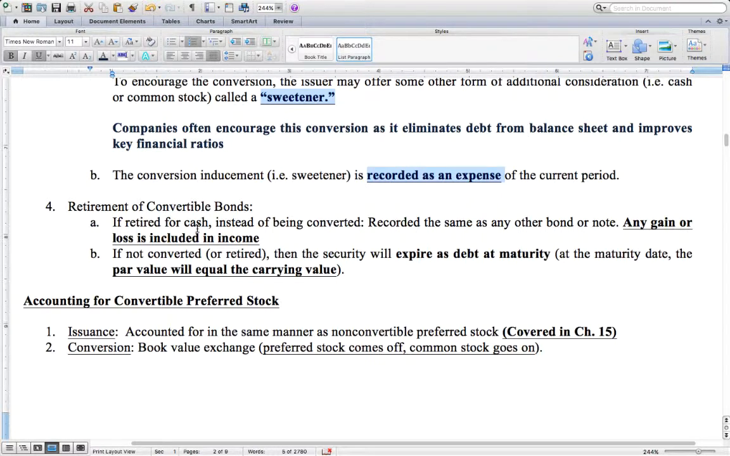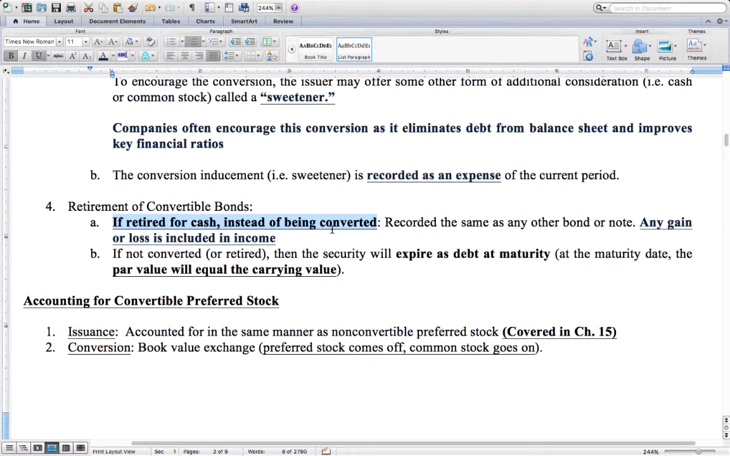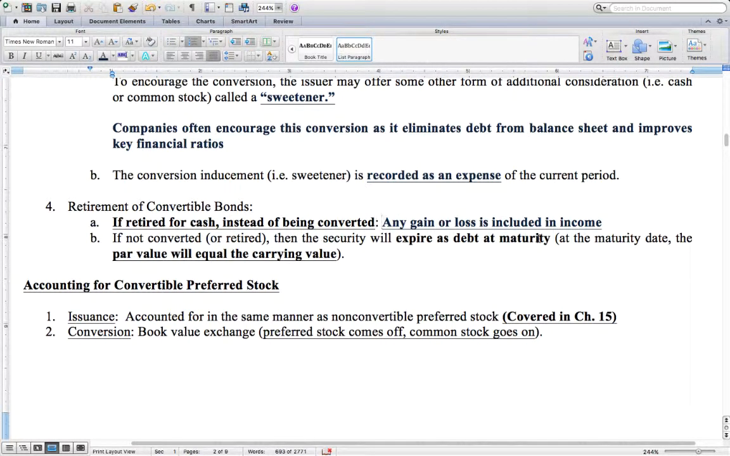Retirement of convertible bonds. If you have convertible bonds and they retire without being converted into equities, you can retire for cash instead of being converted is one way. You would record the same as any other bond or note with any gain or loss included in income. This is the only thing you need to know, is that if the bonds are retired for cash instead of being converted, any gain or loss is included in income. If they are not converted or retired, then the security will expire as debt at maturity.